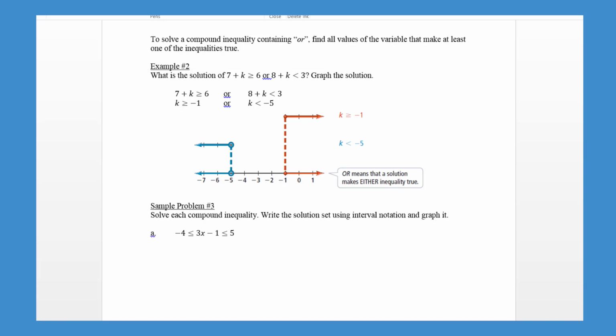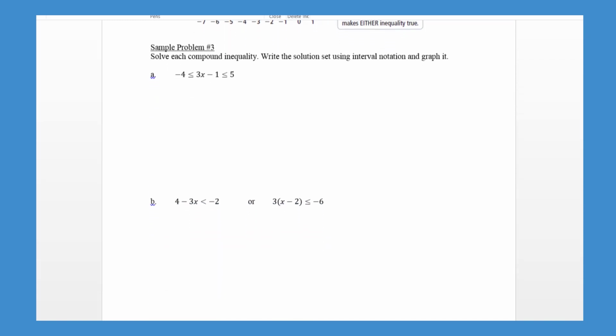If you recognize that the and tends to create this range bound interval, and the or statement tends to create solutions going opposite directions to positive and negative infinity, you can quickly identify the type of compound inequality you're looking at. So alright, let's go down and use those examples to help us solve sample problem number 3.